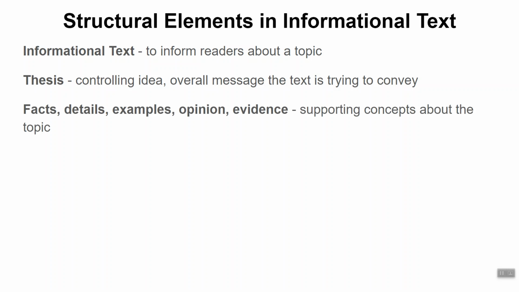Facts, details, examples, opinion, and evidence. These are supporting concepts about the topic. I can't just say, hey, COVID is bad, you should avoid it, and see you later. I have to give facts. I have to give details. I have to give examples. And I have to share my opinion. I have to give evidence of why my thesis should be listened to.